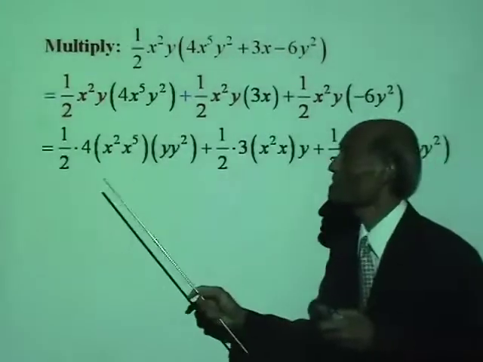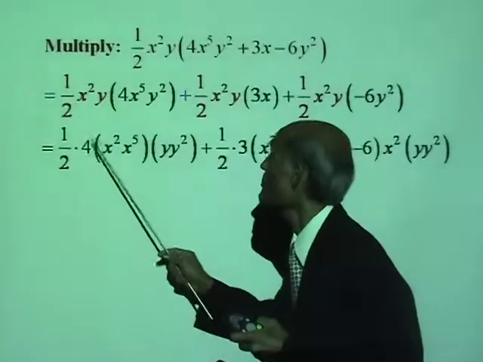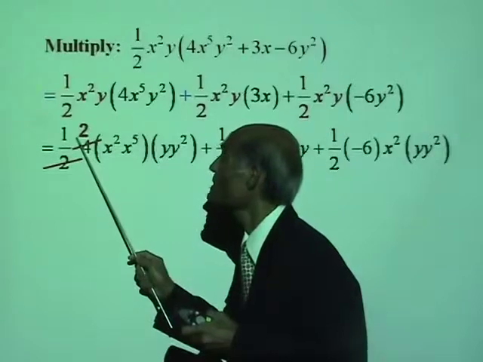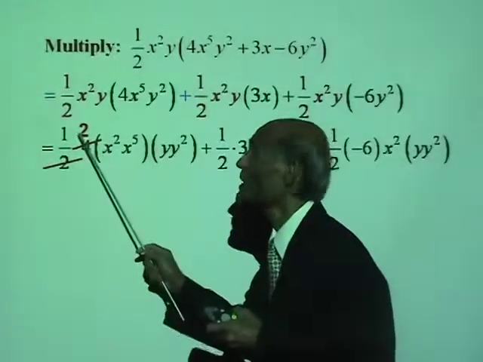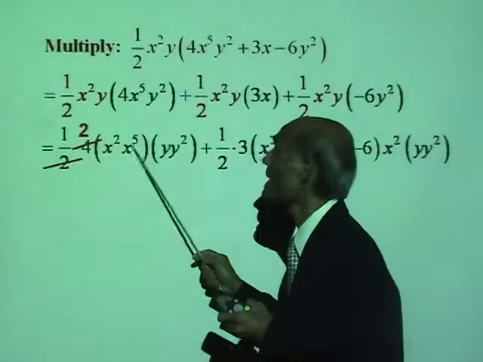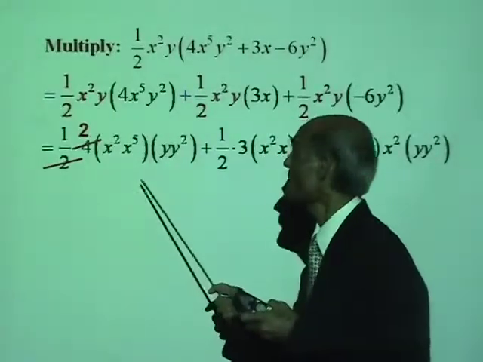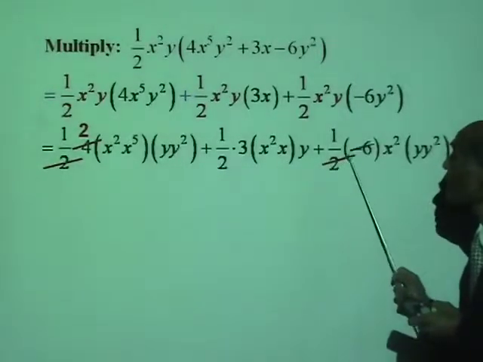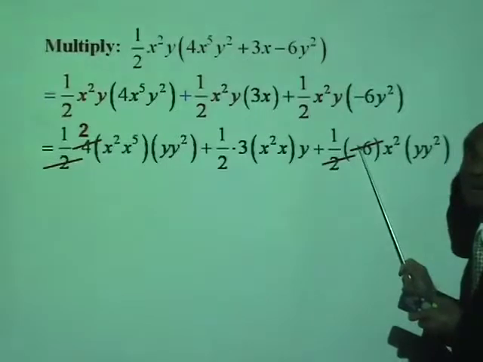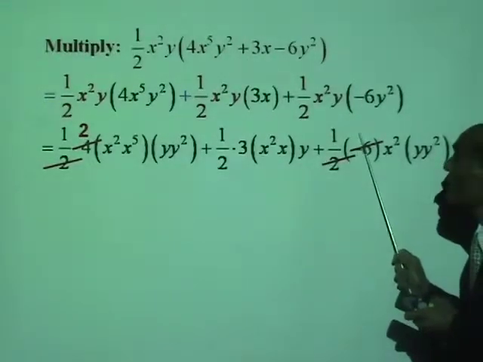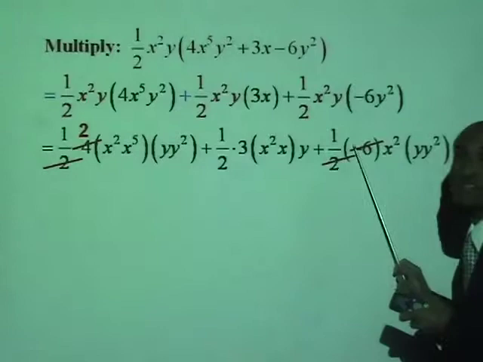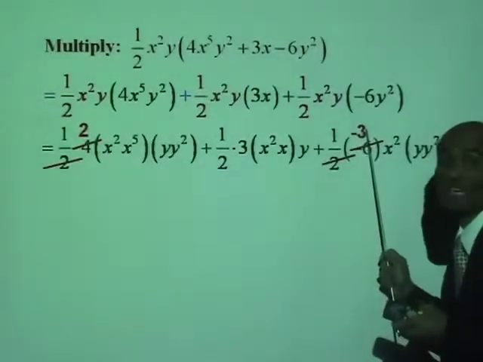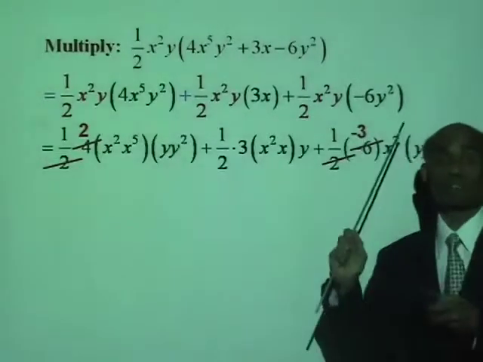Okay, let's now multiply. What is 1/2 multiplied by 4? You notice 2 goes in 4 2 times. So this term now is 2x squared times x to the 5. And what is that? Well, you can also do a simplification here. 2 goes in negative 6 how many times? What will be the number I'm going to write here? 2 goes in negative 6 negative 3 times. In other words, negative 3 times 2 is negative 6.